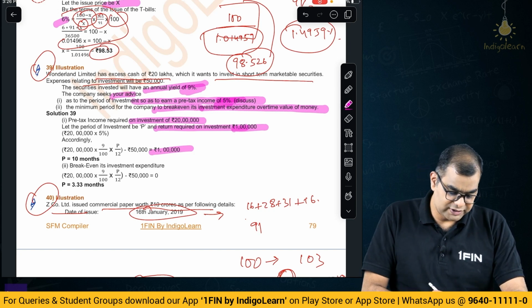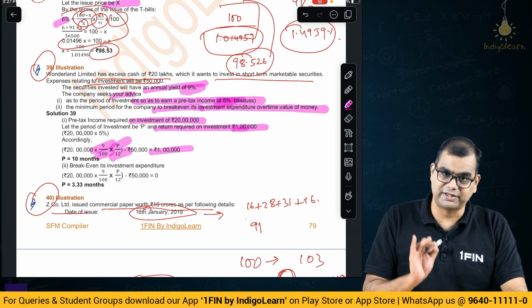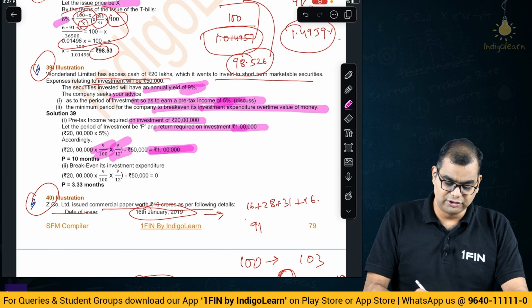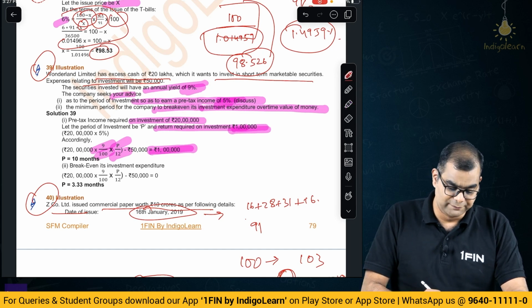So, if you are going to invest 20 lakhs at 9 by 100, which is 9%, for a certain number of months, and you subtract 50,000 out of that, you need to get 1 lakh. That is basically the equation. Or you can do it the other way also. To this 1 lakh, you can add 50,000, 1 lakh 50,000. So, either way, you will get the same answer.